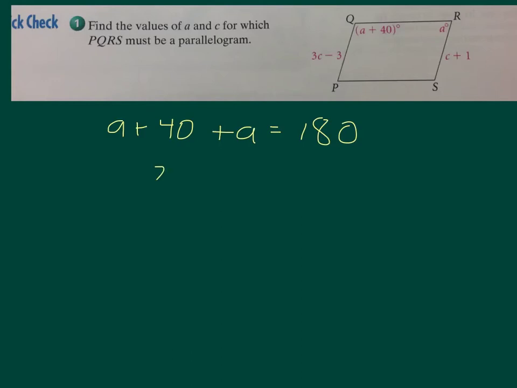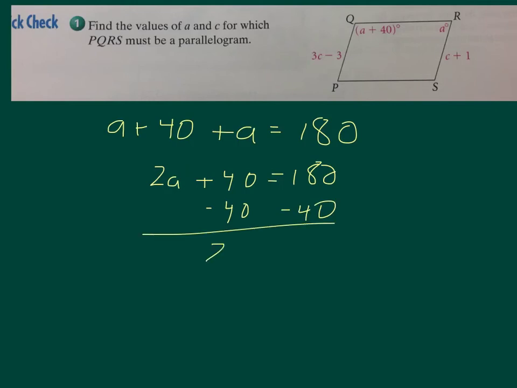Same thing. So now to solve this, you combine your like terms, subtract 40 from both sides, and 2a equals 140, so a equals 70.